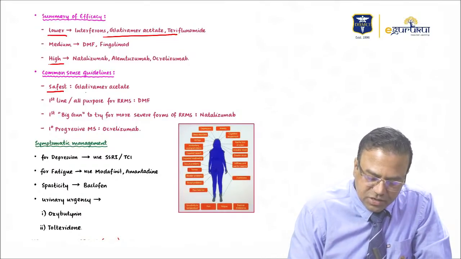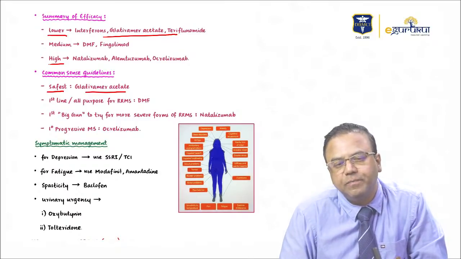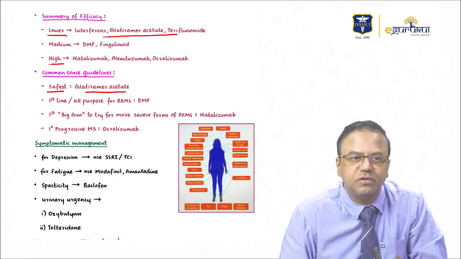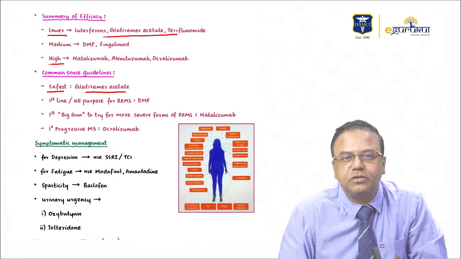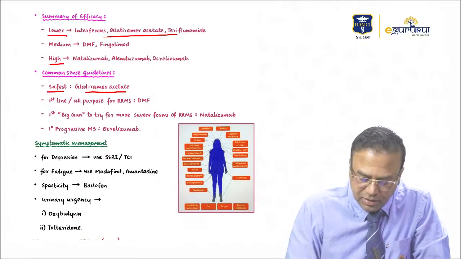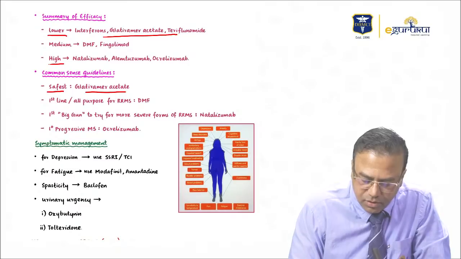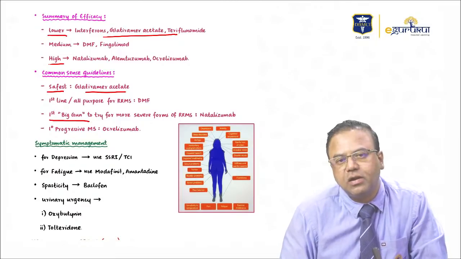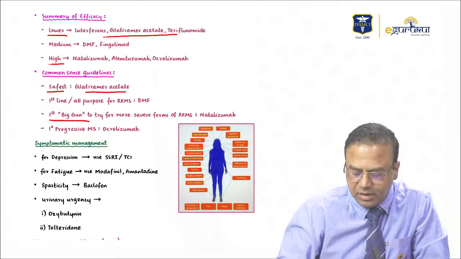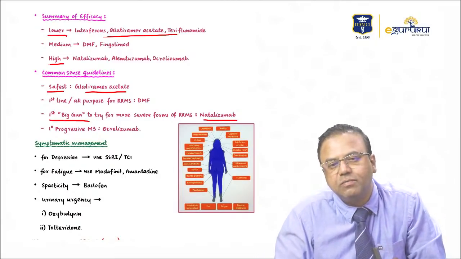The question asking which is the safest drug among all these, the answer is glatiramer. Okay, glatiramer is generally considered to be the safest, and generally that is what is started in most patients. If it doesn't work, and the patient has more significant features, the big gun that we talk about, if the glatiramer is not working, then the drug that we are going to introduce is going to be natalizumab.